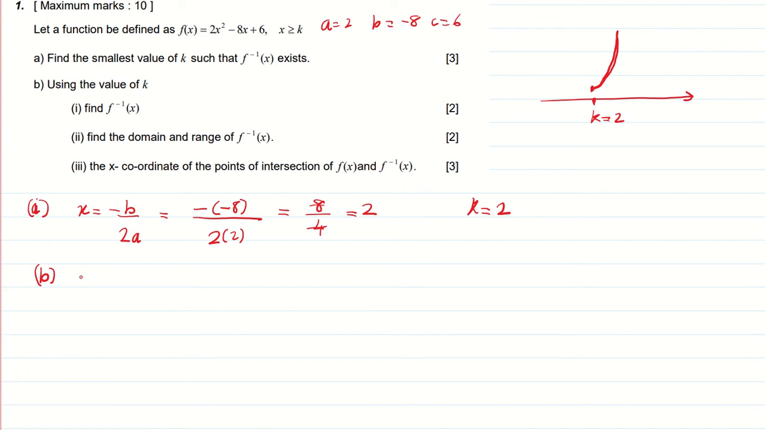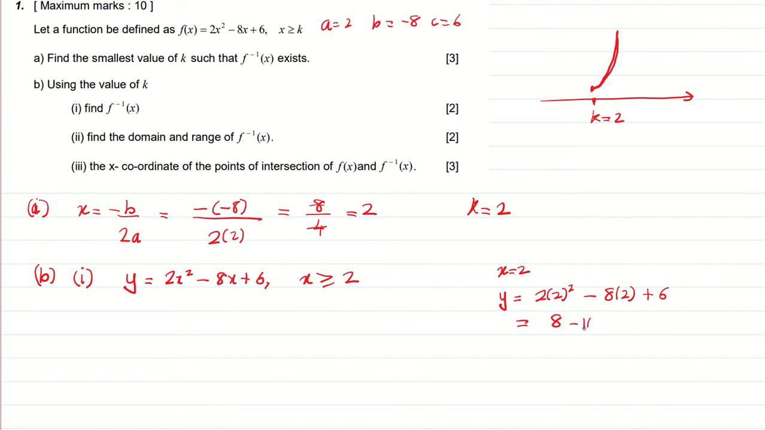Now part B, you have to find this inverse. So I need to write the function as y is equal to 2x squared minus 8x plus 6, and x is greater than or equal to 2. Whenever you find the inverse, the first thing is to convert this into vertex form. Now I know my x coordinate of the vertex is 2. To find the y coordinate of the vertex, I just substitute this into the original equation.